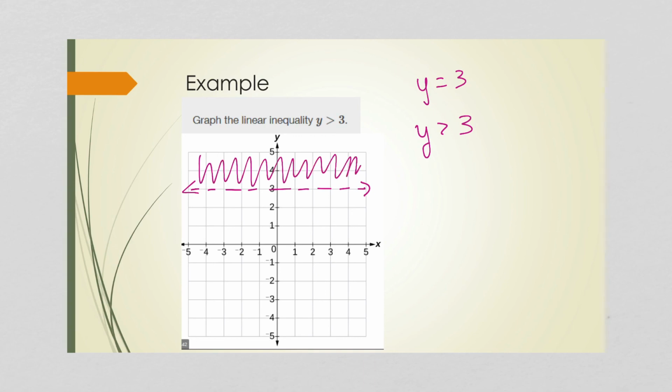If you wanted to test a point, you could test 0, 0 at this point. And what we would hope to get out if we tested 0, 0 is a false statement. So if I test 0, 0, check this out. 0 for y, I don't have to put the other 0 in anywhere because there's no x. Is 0 greater than 3? That's false. So you don't want the shaded region to be where 0, 0 is. We don't want the shaded region down here because this is a false statement.